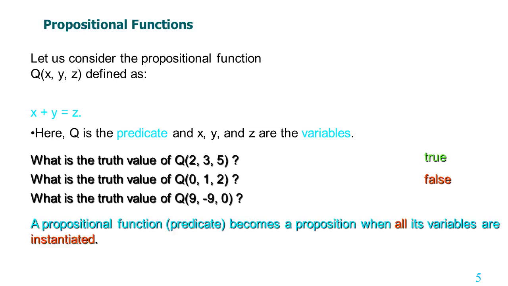A propositional function, that is a predicate, becomes a proposition when all its variables are instantiated. Since here all the variables are instantiated, as in Q(2, 3, 5), it is called a proposition, and this is called a propositional function.